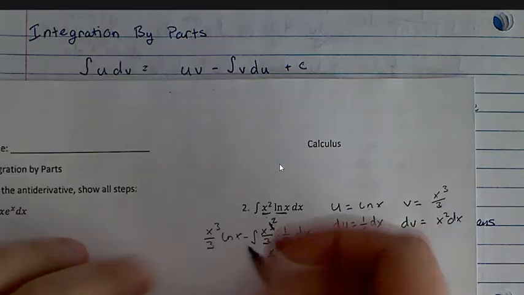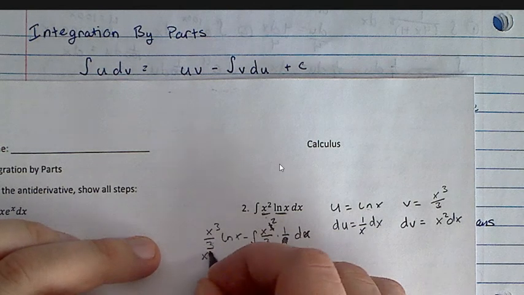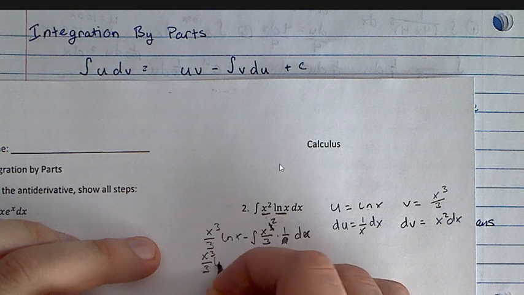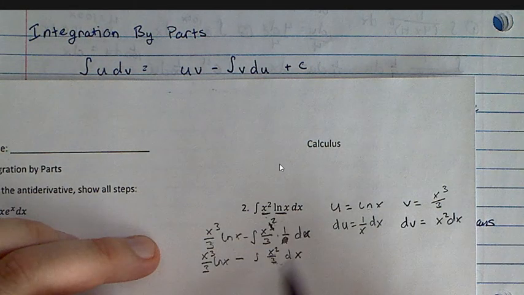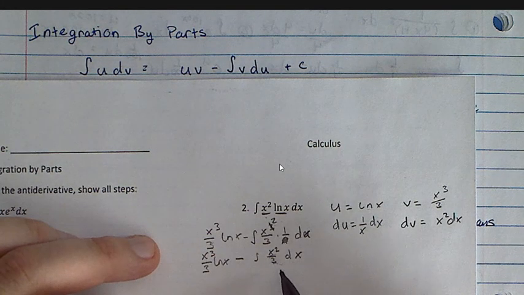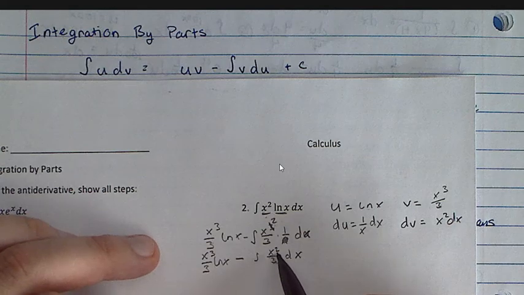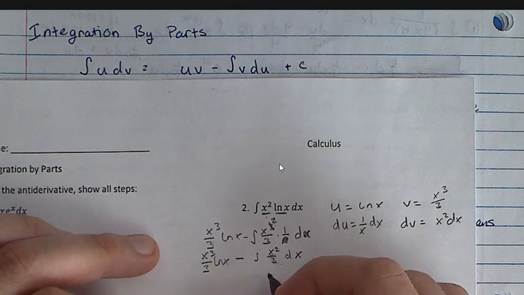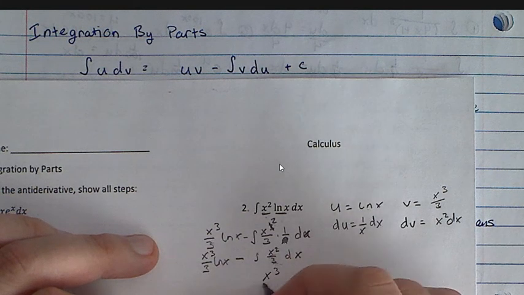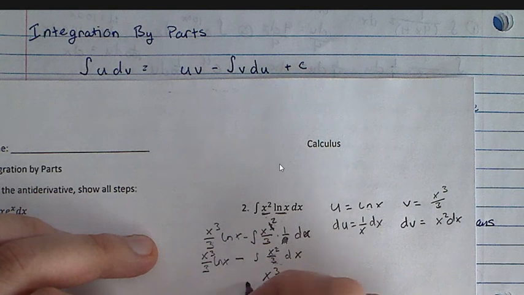And then all of this over here is still there. x to the third over 3 ln x minus all of that. Now, I can just integrate this part right here, can't I? No, because it's x to the second and not the third. Yeah, I can integrate it still, though. Finding the antiderivative, I can make this x to the third over 9, and then add a plus c at the end, because I haven't added a plus c yet.